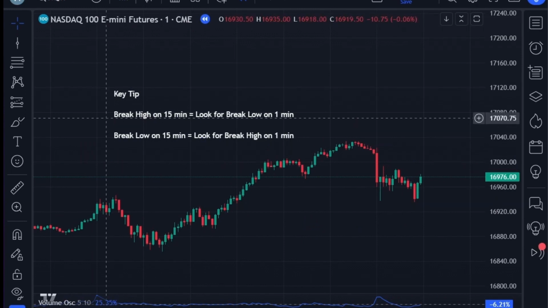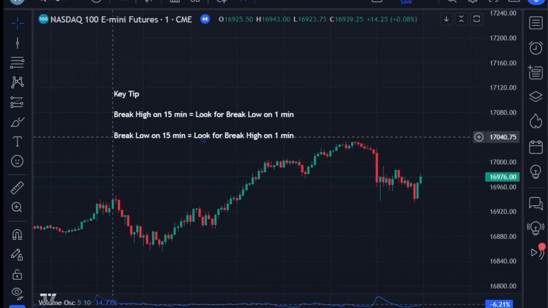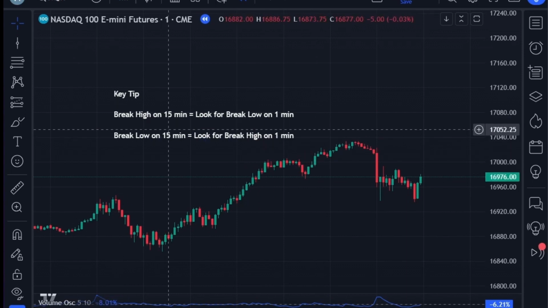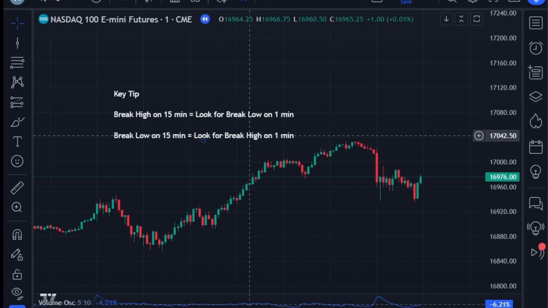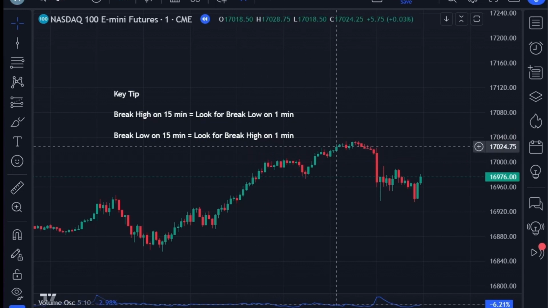One key tip is that when you break a high on the 15, you will be looking for a break low on the 1 minute time frame. If there is a break low on the 15 minute, you'll be looking for a break high on the 1 minute. You are looking for a break of structure.